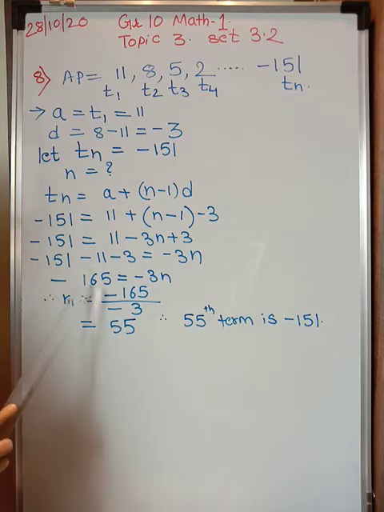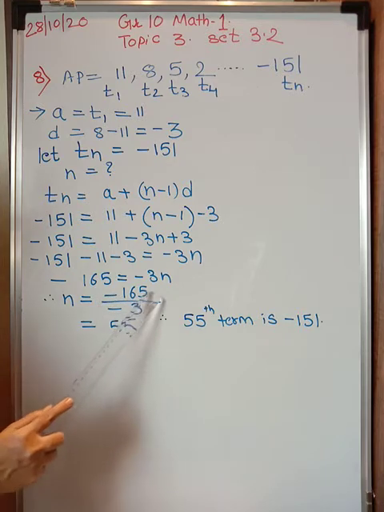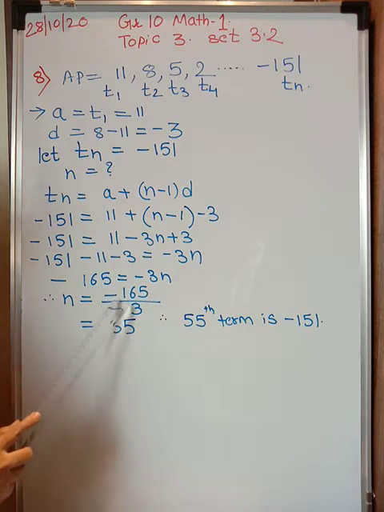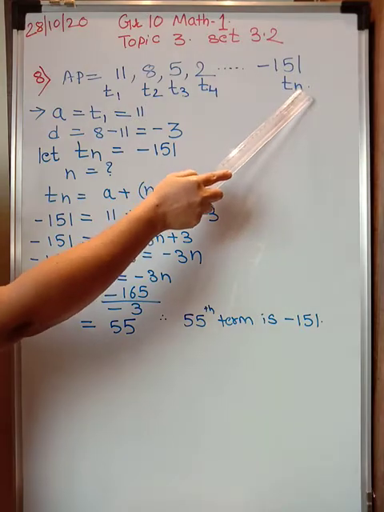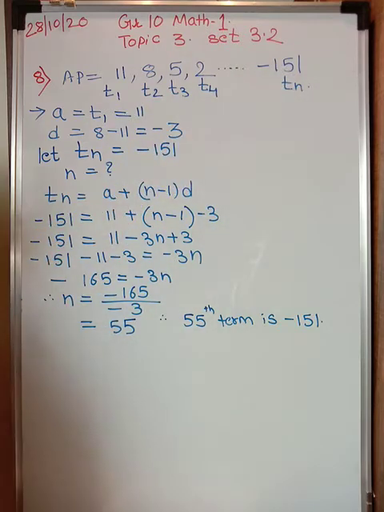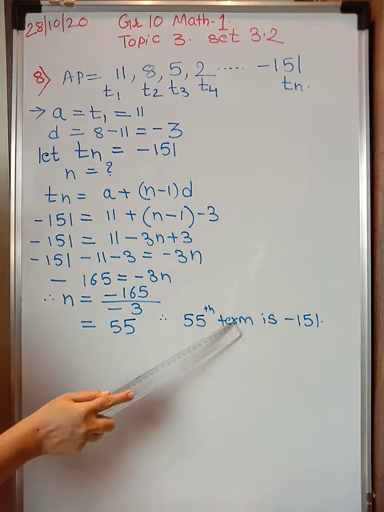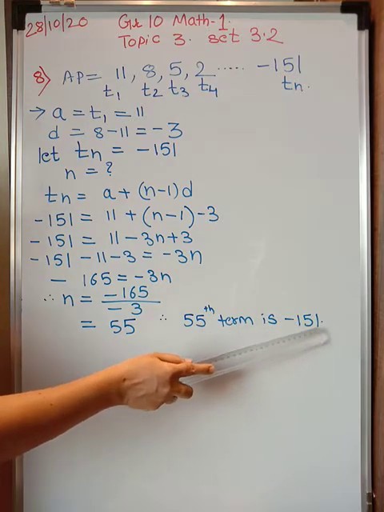All signs are the same, so we can add the numbers and give the answer the same sign. So 151 plus 11 plus 3 is 165, and the answer will have a minus sign, which is equal to minus 3n. We want to find the value of n. So it is minus 165 upon minus 3. Same sign division, the answer is plus. Minus and minus sign will be cancelled. So 55. So T55 is minus 151. So it is the 55th term that is minus 151. I hope it is clear. So I have written the 55th term is minus 151.